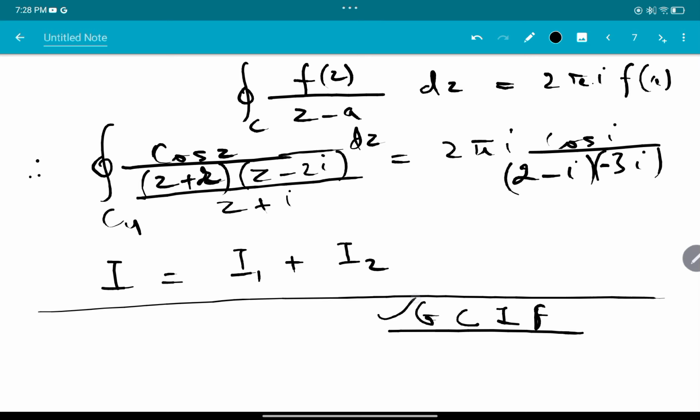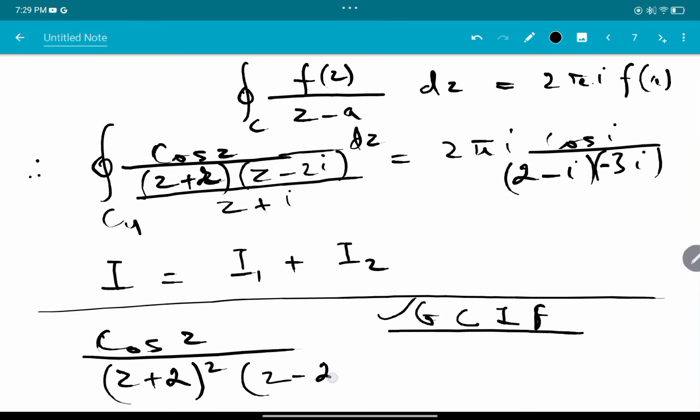When do we need this? We need this if any one singularity has a power other than 1. For example, suppose in the question that was given to us, we had something like this: cos z divided by (z plus 2) whole square, (z minus 2i) into (z plus i). If we had this square here, we cannot directly apply Cauchy's integral formula. This can be handled with the generalized Cauchy's integral formula.